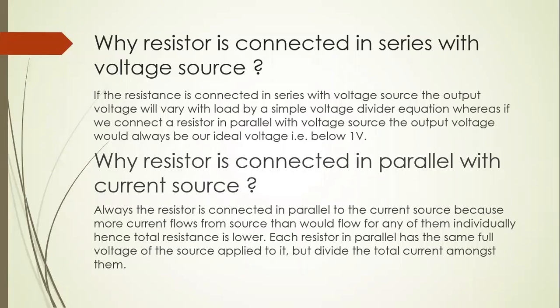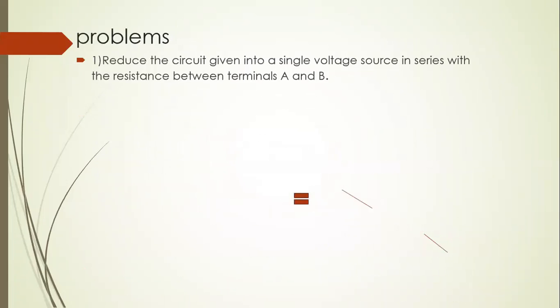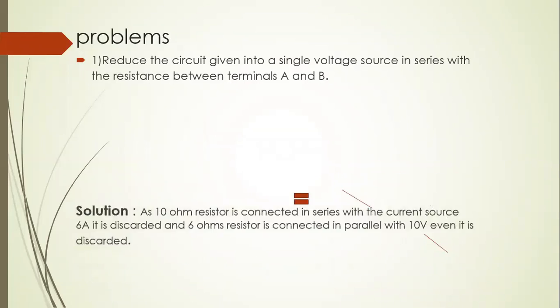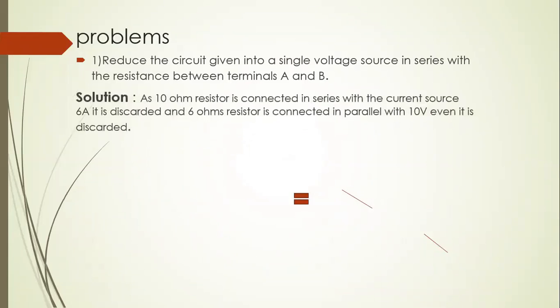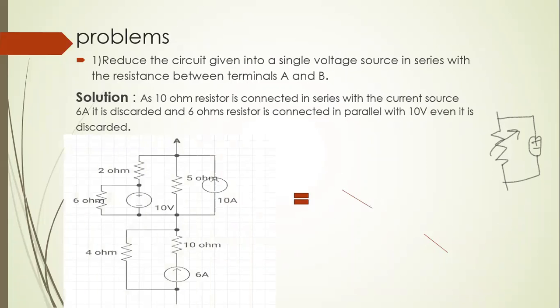Now the next slide shows a couple of problems solved by using the source transformation technique. I'll repeat: if a resistor is connected in series with a current source, then it is discarded. If a resistor is connected in parallel with a voltage source, even that is discarded. Keeping this in mind, let's proceed to the problems.